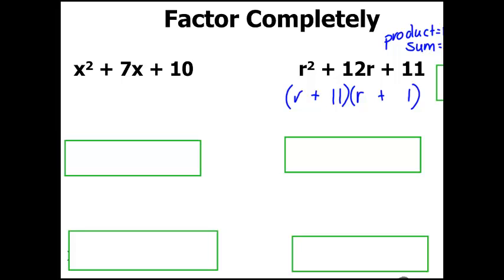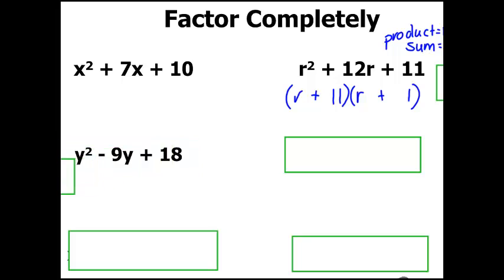Now we're going to go to number 3, which is not prime. Our constant is not prime here. So we have lots of factors of 18. We have 18 and 1, we have 9 and 2, and we have 6 and 3. And we need to know which of these give us a sum of 9. So it's obviously 6 and 3.